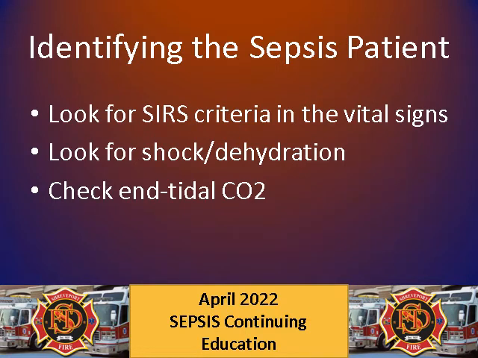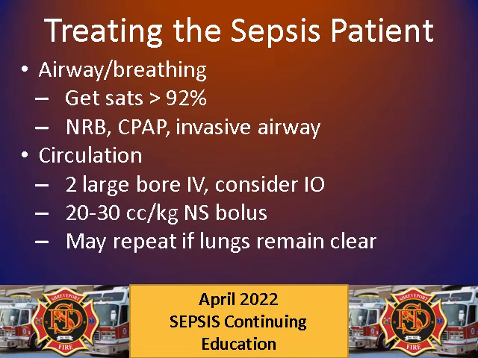Why is that important? Well, with your end-tidal CO2, it kind of goes along with your airway and breathing. So making sure that they're not hypocapnic or hypercapnic, for retention or blowing off, and then making sure you get their saturations above 92%. Like I mentioned before, the true definition of hypoxia for a non-COPD patient is less than 92%. You can get them up with a non-rebreather mask, CPAP, doing an invasive airway, and then making sure that you're addressing their circulatory needs by getting a large bore IV.